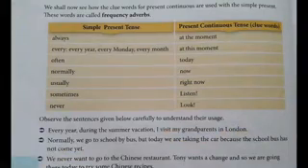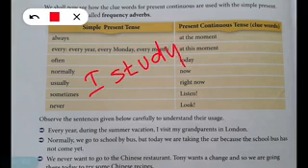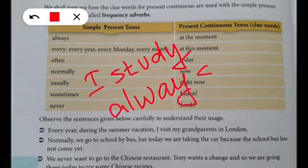We shall now see how the clue words for present continuous are used with the simple present. These words are called frequency adverbs. Adverbs are words which give additional information to the verb. Say, for example, I study always.